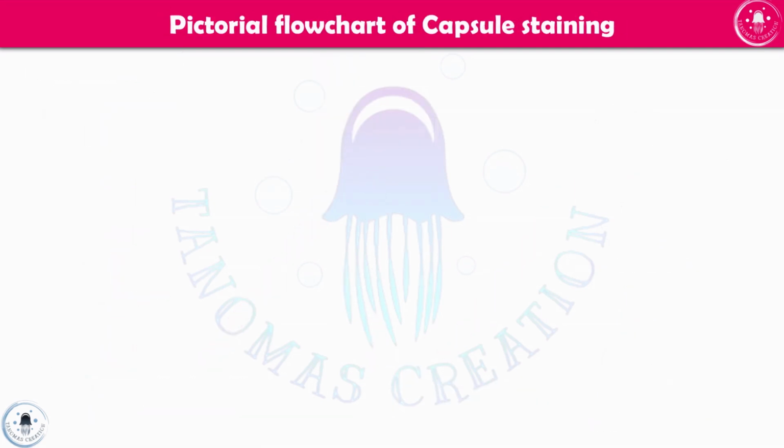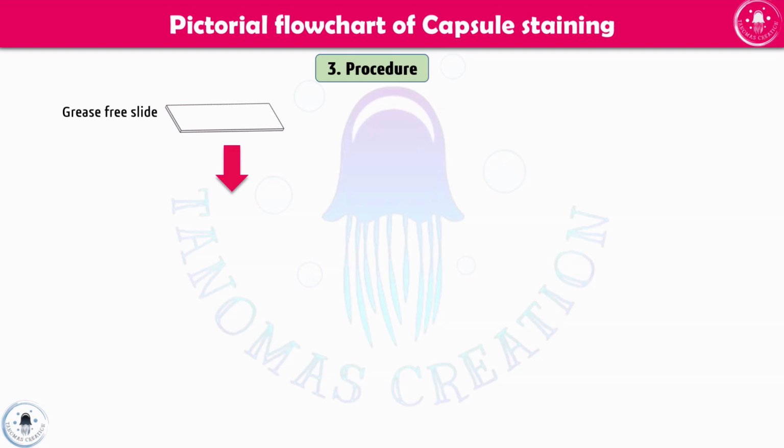Now coming to the capsule staining. Here in this capsule staining, the methods are quite different. First, you take a grease-free slide. How to make it grease-free? After cleaning your slide, you take alcohol on cotton and wipe your slide until no distortion remains on the slide, so that when you make the smear, it will appear continuous, not discontinuous.